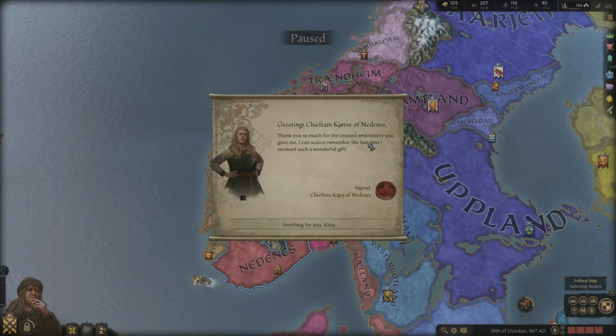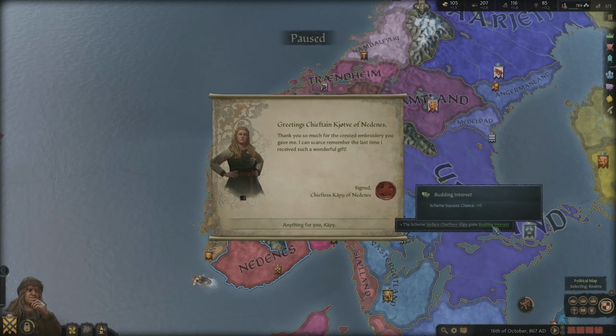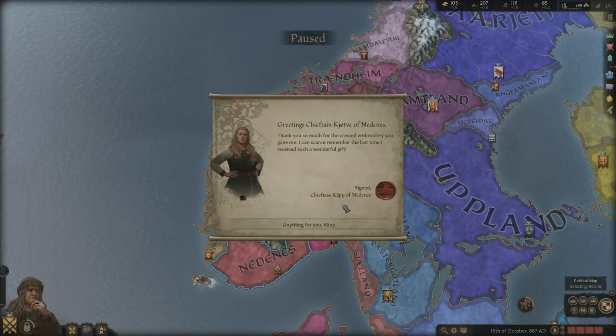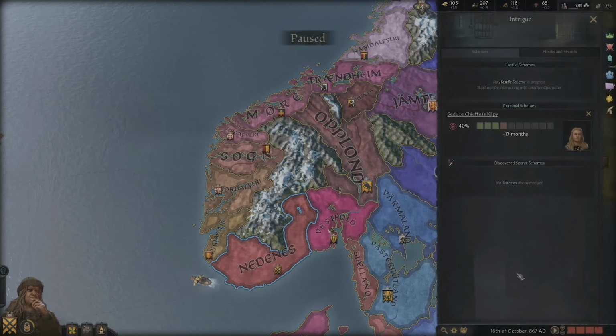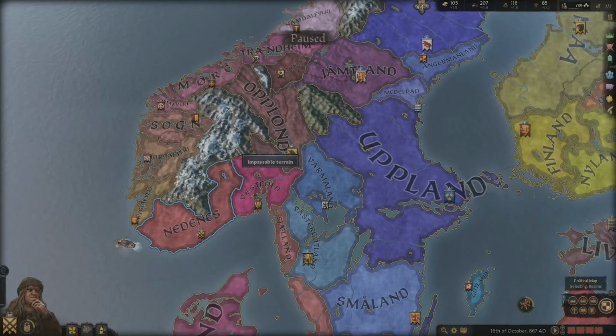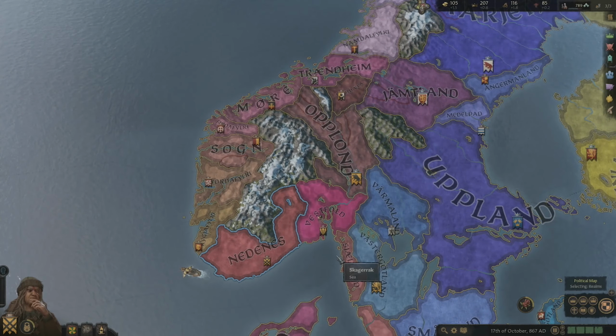Thank you so much for the crested embroidery you gave me. I can scarce remember the last time I received such a wonderful gift. Anything for you, and you'll see that it increases to the budding interest. What that means is that we now have a plus 15% chance of success. So if we go to our current success chance, we're at 40. She is our spouse, so we get a bonus, and she is getting the budding interest buff, which we just saw there.